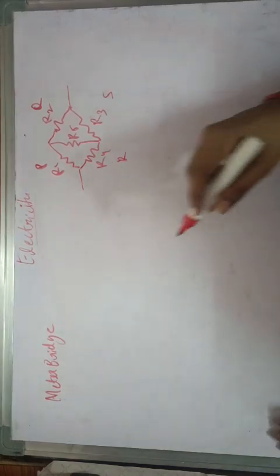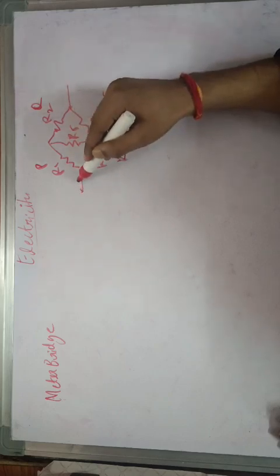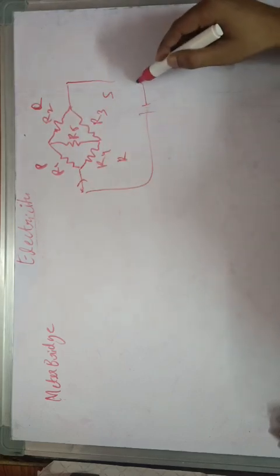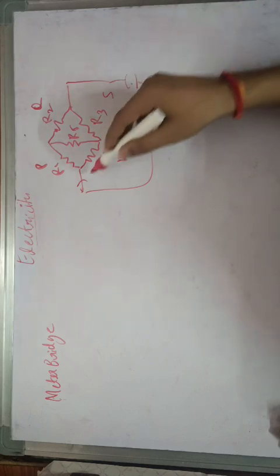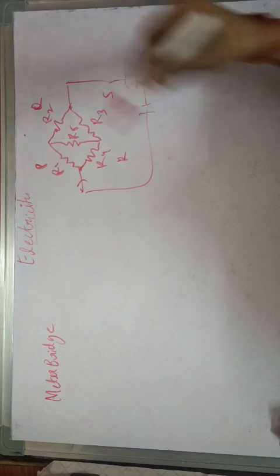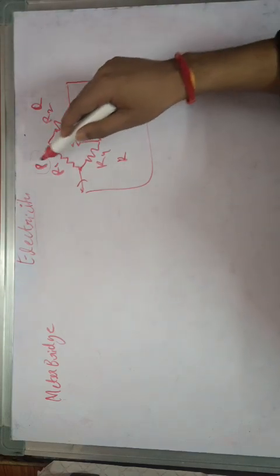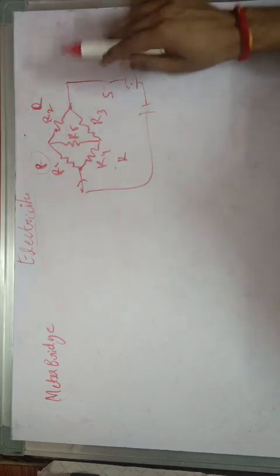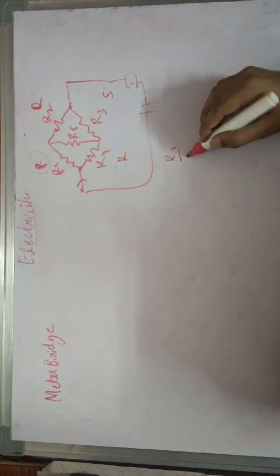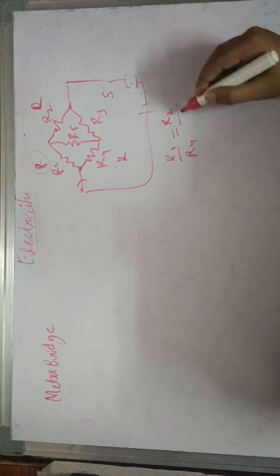Okay, start. So in general, let's say this is a Wheatstone bridge we have made, and a current is provided, and a battery is connected across these two ends. Now in general these sides are taken as P, Q, R, S in this order, and let's say R1 by R4 is equal to R2 by R3.